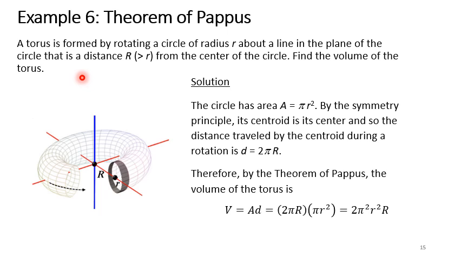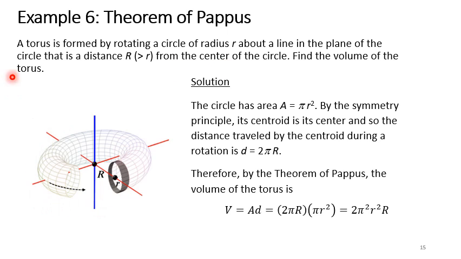So in this example we will use the Theorem of Pappus to find the volume of a torus. So what is a torus? A torus is formed by rotating a circle of radius r about a line in the plane of the circle, that is a distance R, where R here is bigger than the lowercase r, from the center of the circle. Find the volume of the torus.